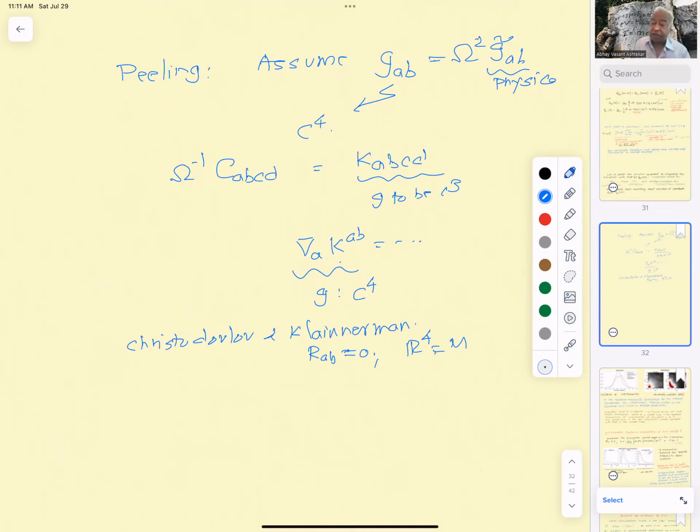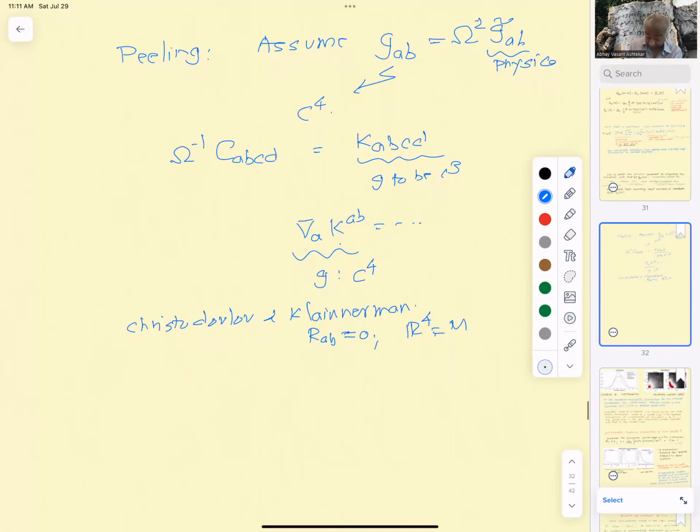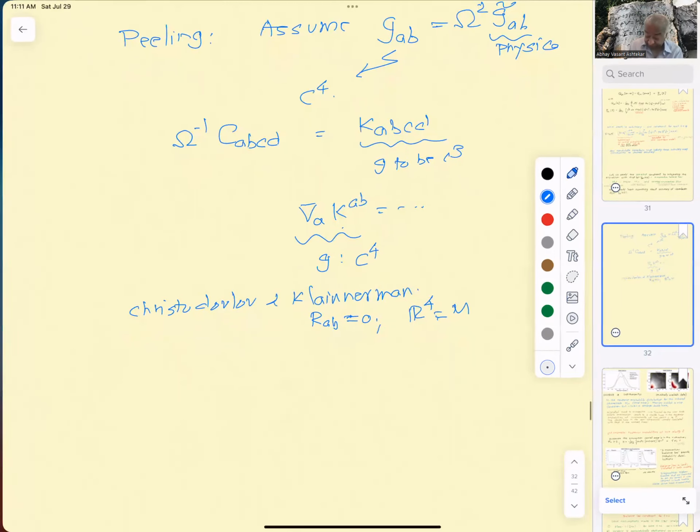So, strictly speaking, this really does not apply to what happens if you have matter sources, or to black holes, because the topology is not going to be R4 up here. But nonetheless, this provides a lot of intuition and people take this very seriously.